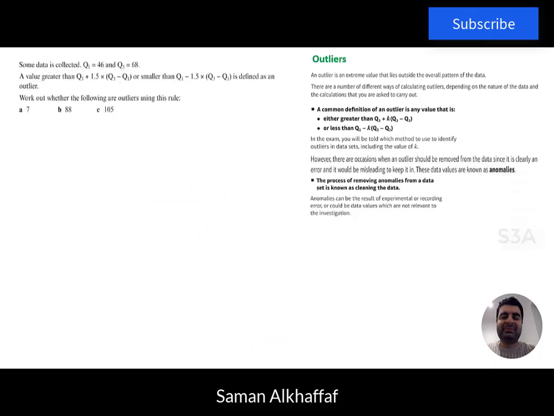In this example, some data is collected. Q1 is 46, Q3 is 68. A value greater than Q3 plus 1.5 multiplied by Q3 take away Q1, or smaller than Q1 take away 1.5 multiplied by Q3 take away Q1, is defined as an outlier. Before we start part A, we need to find the difference. So the IQR, which is the difference Q3 minus Q1, would give us 68 minus 46, so that would give us 22.